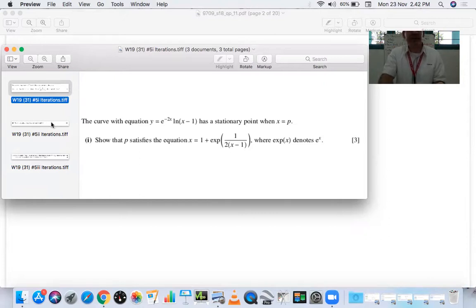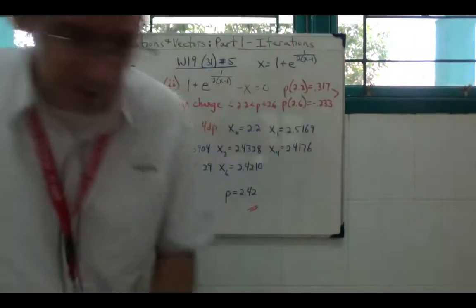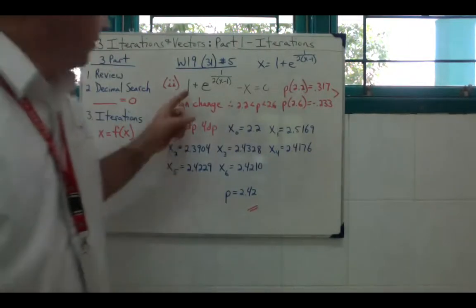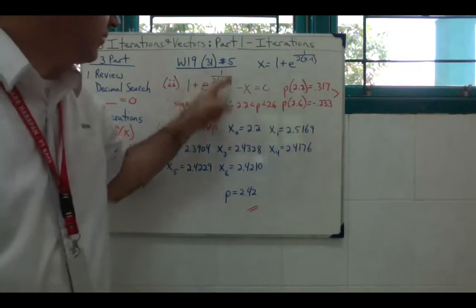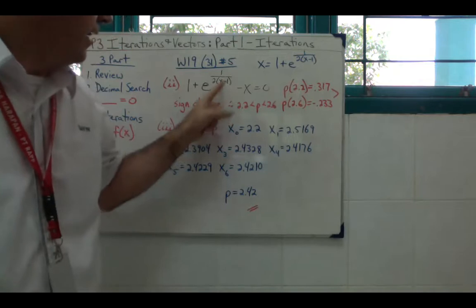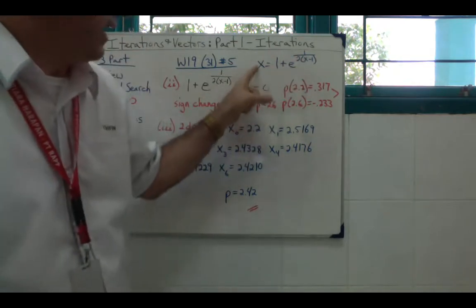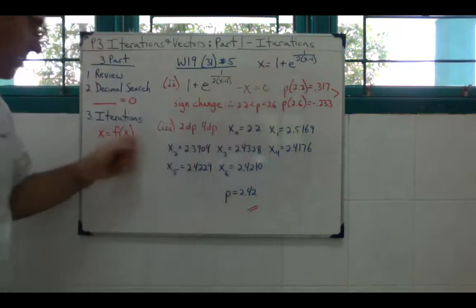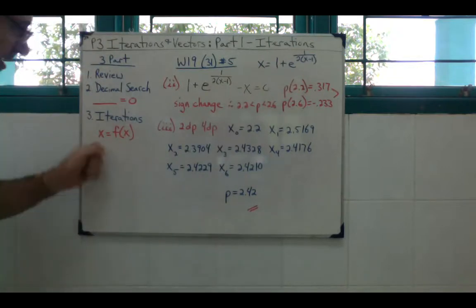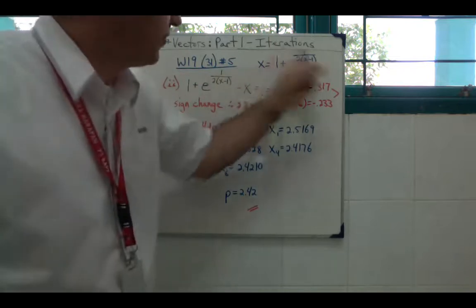So let's come back to the board here. So here is our 1 plus e raised to that, where the parenthesis is the exponent. And actually this one right here, this is the form of x equals f of x. That's our general form for iteration, x equals f of x.